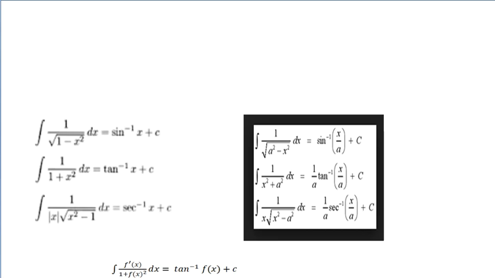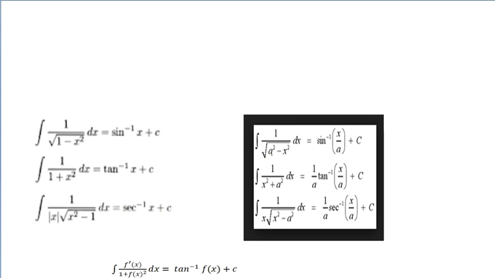And before I do that, let's look at these formulas. The integral of 1 over square root of 1 minus x square dx is equal to sine inverse x plus c, and 1 over 1 plus x square dx is tan inverse x plus c, and 1 over modulus of x times square root of x square minus 1 is secant inverse x plus c. I already talked to you about this on the top, but come to the right side.